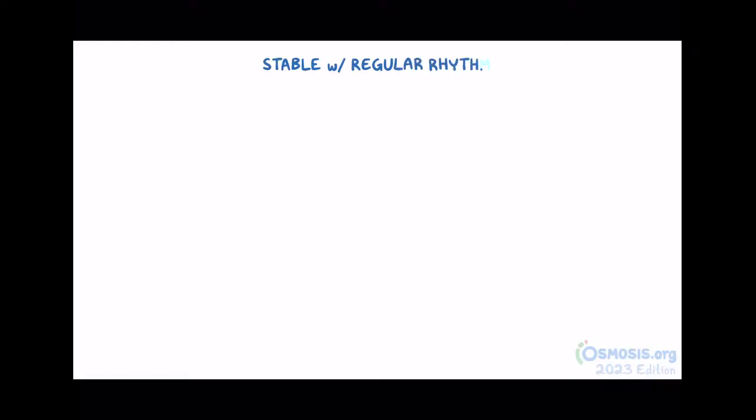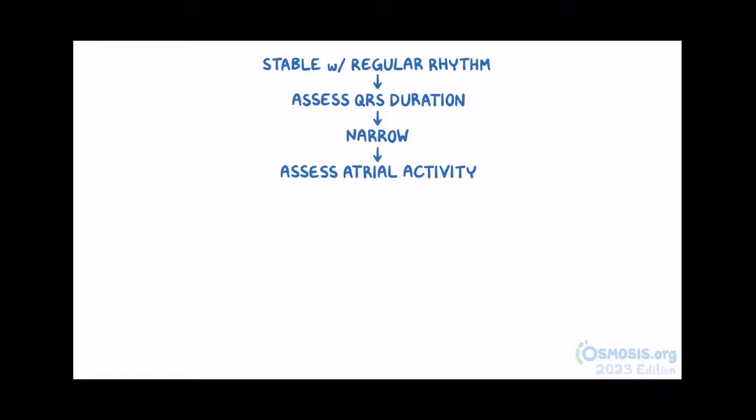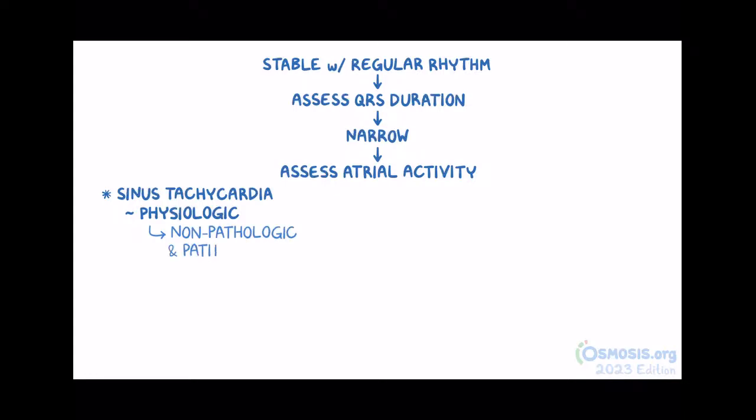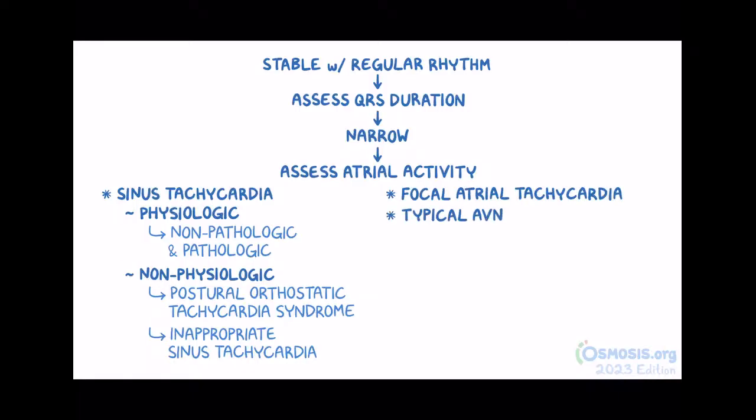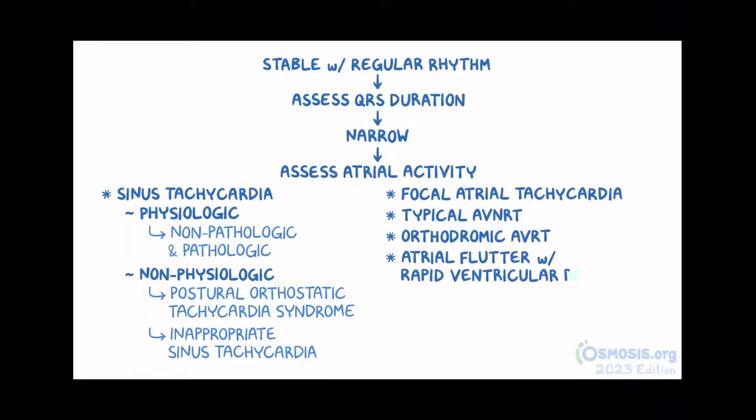In stable patients with regular rhythm, first assess the QRS duration. If the ECG reveals narrow QRS complexes, your next step is to assess the atrial activity to differentiate between the most important conditions. The first one is sinus tachycardia, which covers physiologic tachycardia from non-pathologic and pathologic causes, and non-physiologic tachycardia, such as postural orthostatic tachycardia syndrome and inappropriate sinus tachycardia. Other important conditions include focal atrial tachycardia, typical AVNRT, and orthodromic AVRT, as well as atrial flutter with rapid ventricular response.